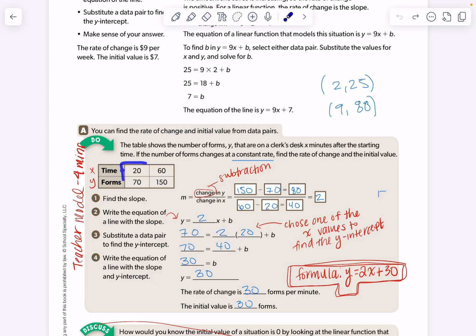So let's go ahead and plug in 20 and 70 for my x and my y. When I plug in 20 and 70 and I do the math, I end up with a y-intercept of 30. That means that the initial value is 30 forms, and the rate of change is 2 forms per minute.